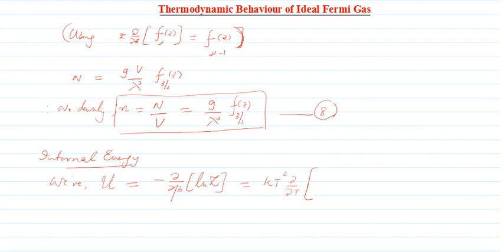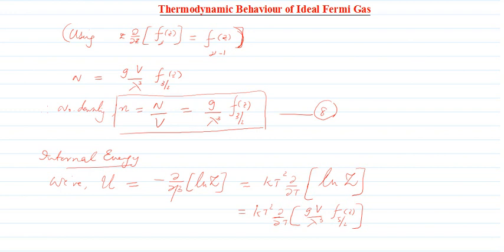Minus dou by dou beta is equal to kT square dou by dou T, which we have proved in some earlier steps, of log of the grand partition function. Now we can just substitute for this, so that is equal to kT square dou by dou T of log Z. Log Z was obtained as g into v divided by lambda cube f of 5 by 2 of z. And now what you can do is dou by dou T.